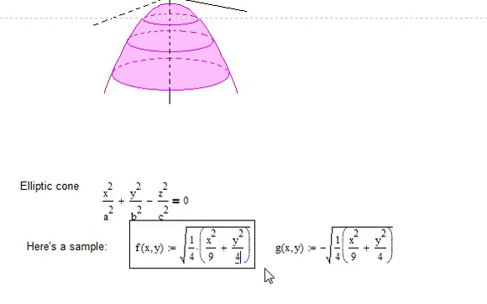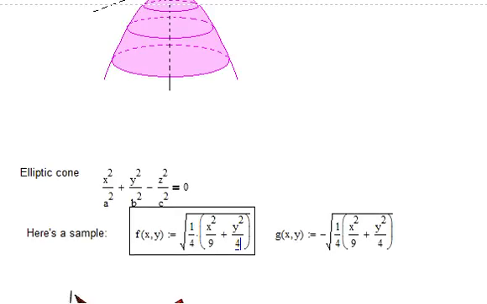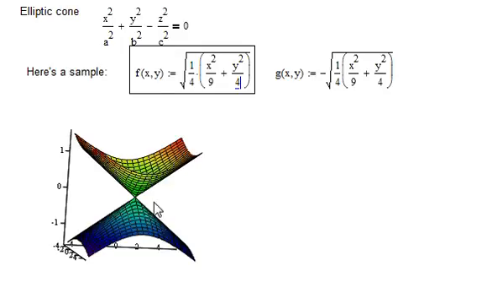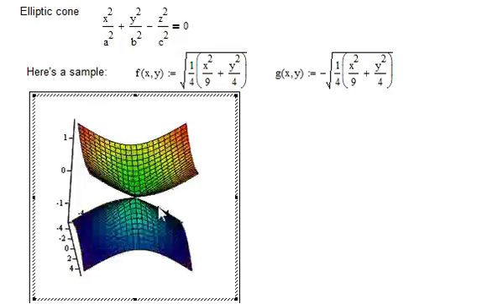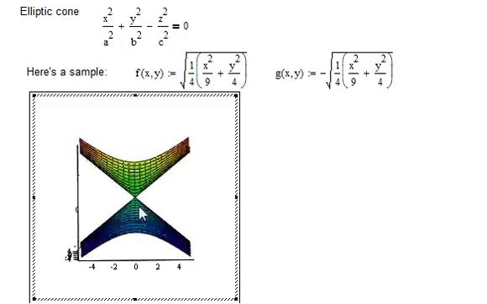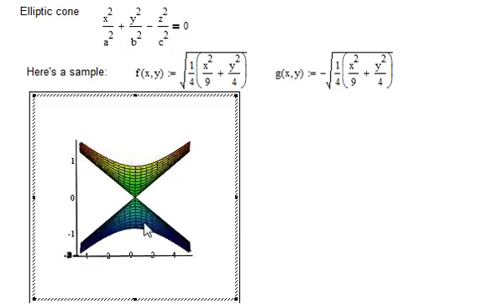And then I just kind of said, well, we're going to have two functions, the plus and also the minus, you know, positive and negative. And now I can graph both of them, and now you can see why it's called an elliptic cone. You can see the cone, the conical shape here, I hope.